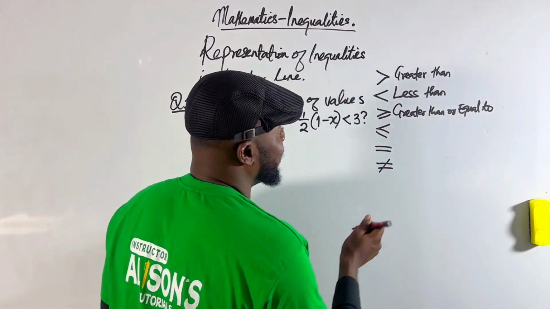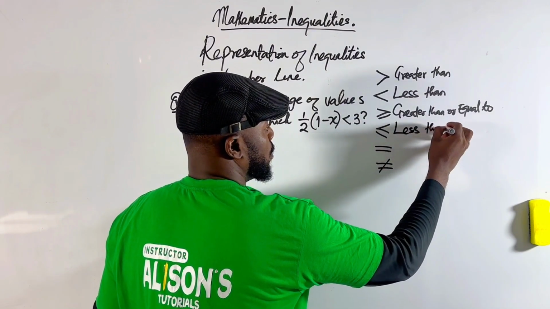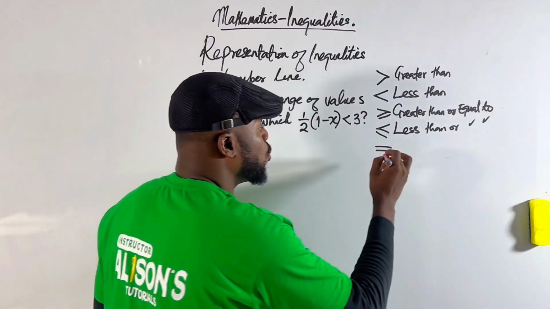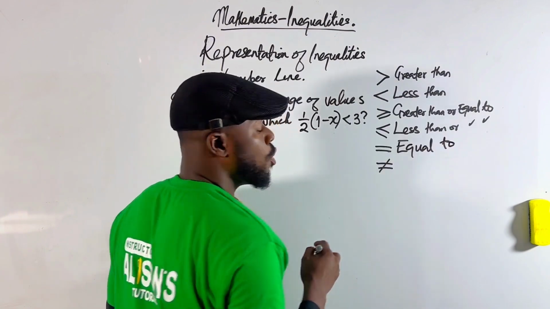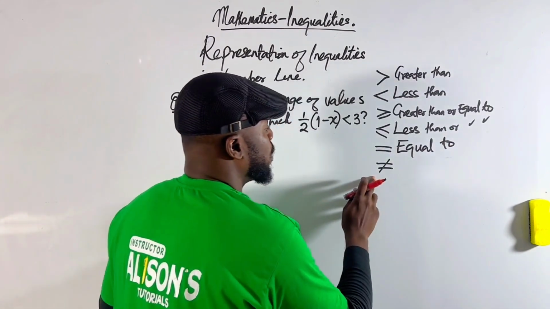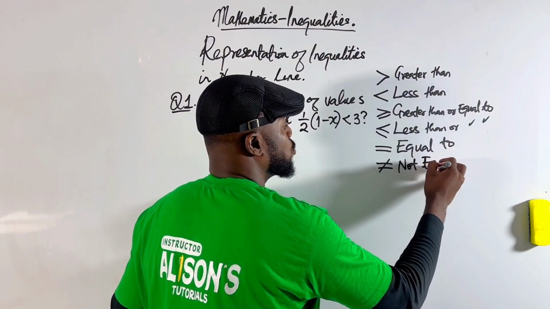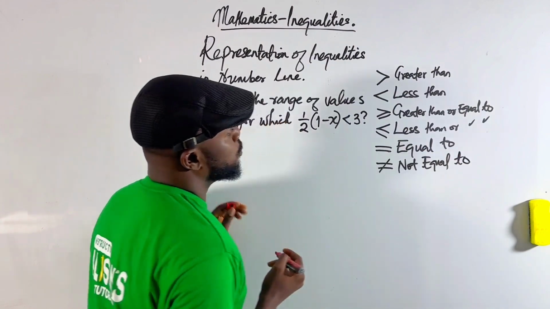Then this one is less than, or equal to. This is the same equal to we are talking about, equal to or equals. This particular one is not equal to. Not equal to. They cross it to say no, this one is not equal.